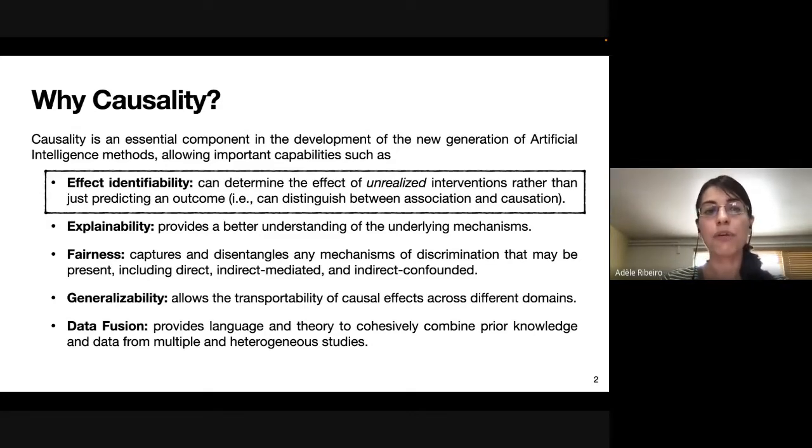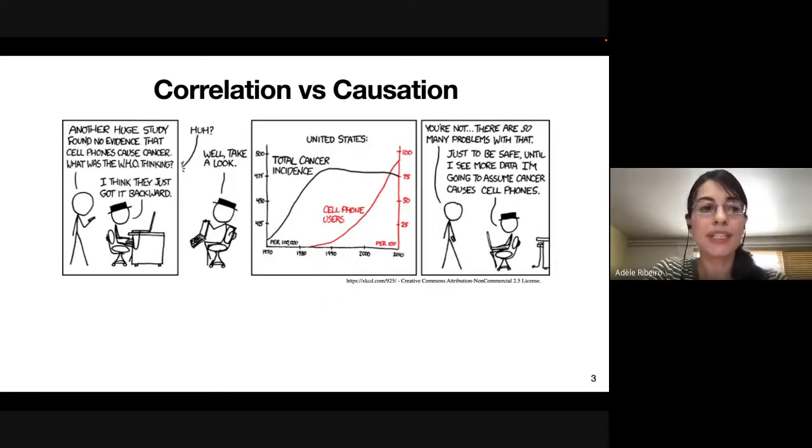And today we are going to focus on effect identifiability. So how can we determine the effect of some interventions? I'm going to emphasize this is unrealized intervention. So we don't conduct a clinical trial. We get observational data. We collect data in a passive way. For example, if you go to a hospital, you just collect data there. You are not performing any intervention. And using this observational data, you want to infer some causal effects, as if we were performing an intervention.